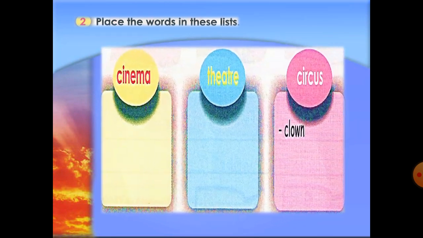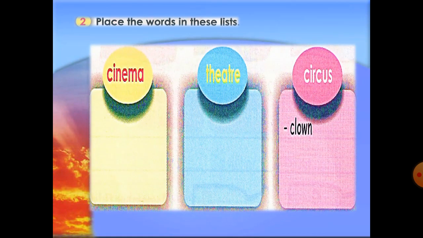Now, next exercise, it's place the words in these lists. Of course, we have three lists here. We have cinema, theater, and circus. These are just some places you can go for entertainment. For circus, we have been given the clown. Now we're going just to classify the words in exercise number one in the right column. So let's start with cinema.